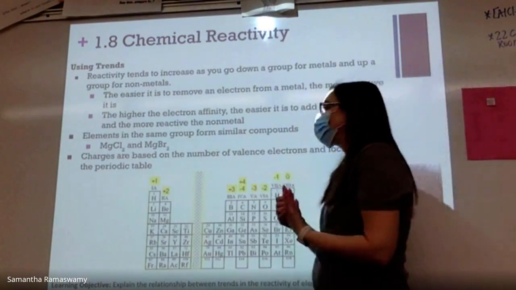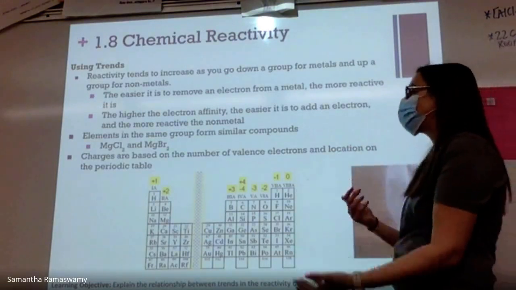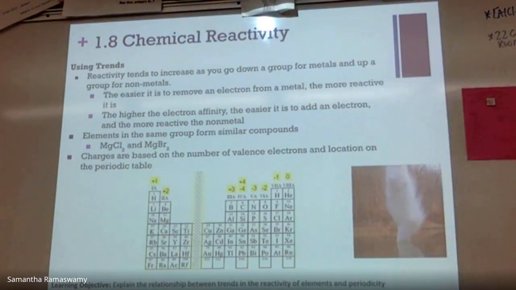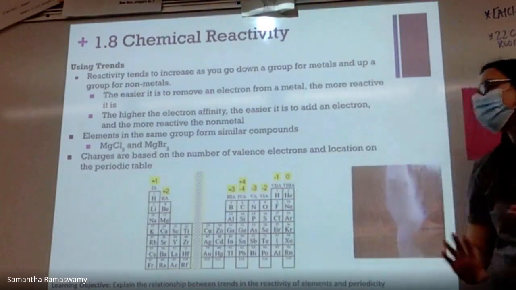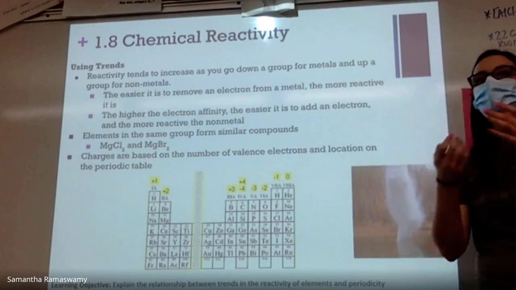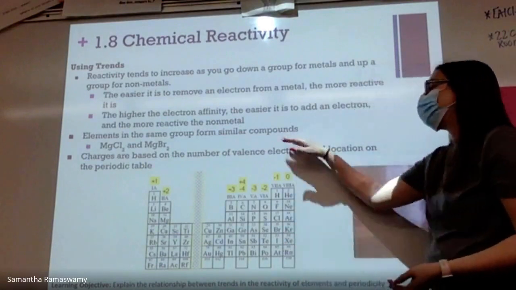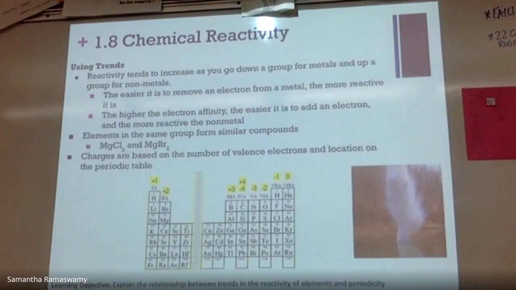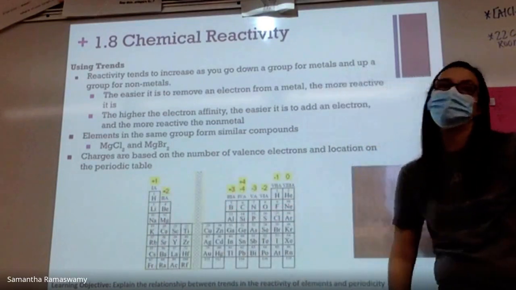When we look at the periodic table, elements in the same group tend to form similar compounds. So if we're looking at how magnesium reacts with halogens, every halogen forms a charge of -1. So whether it's Cl, Br, F, there'll always be 2 halogens for every 1 magnesium because magnesium forms a +2 charge. So that kind of ties into the last part. Charges are based on the number of valence electrons and the location on the periodic table. You have to be able to figure out what charge does something form.